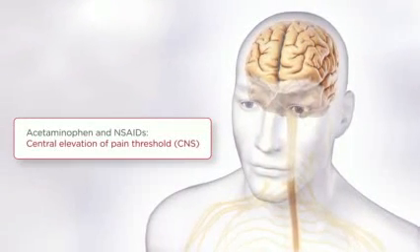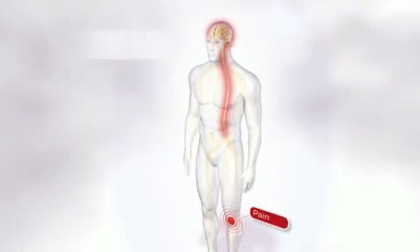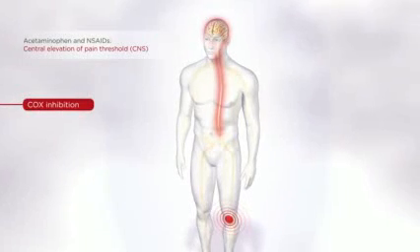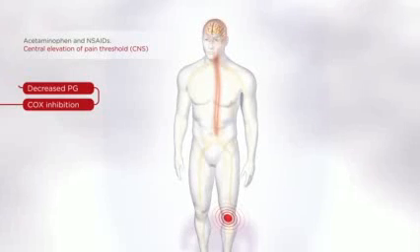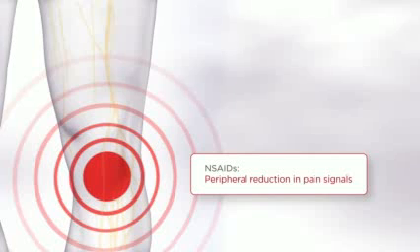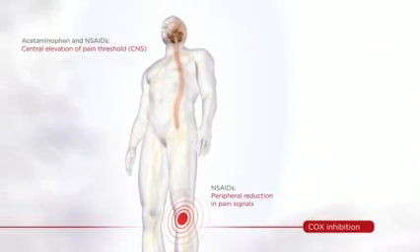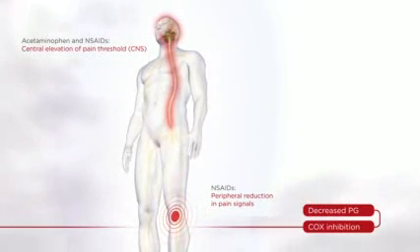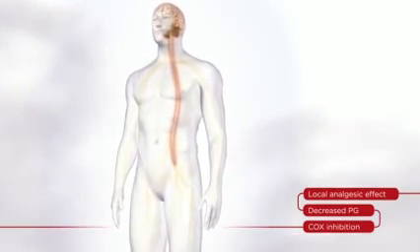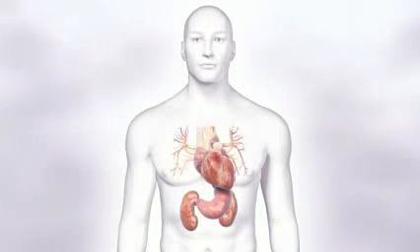In the central nervous system, both acetaminophen and non-steroidal anti-inflammatory drugs, or NSAIDs, are thought to provide analgesia through inhibition of cyclooxygenase and the consequent reduction in prostaglandin synthesis, thereby elevating the pain threshold. At peripheral locations, NSAIDs also inhibit cyclooxygenase and reduce prostaglandin production. These peripheral actions account for their local analgesic effects, as well as for some of the unintended health consequences NSAIDs can potentially cause in the heart, stomach, and kidneys.